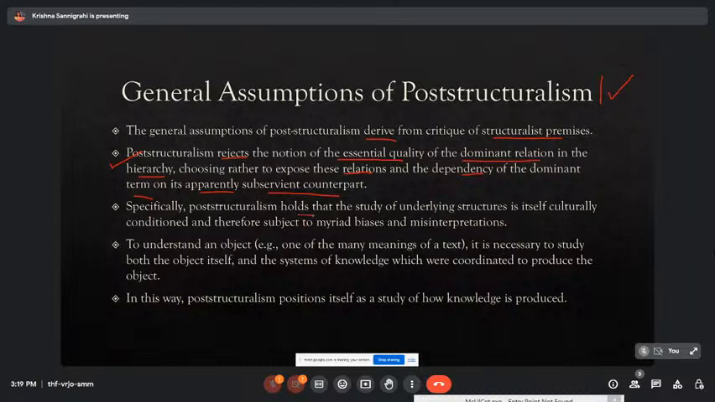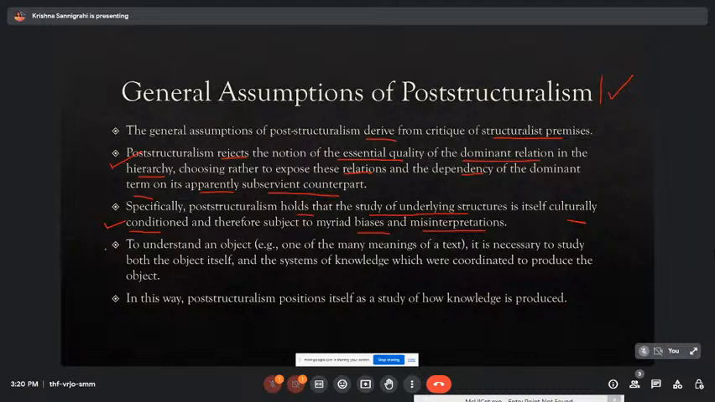They hold that the study of underlying structures is itself culturally conditioned and therefore subject to myriad biases and misinterpretations. So what are they highlighting? They are highlighting the fact that what we think of as normal, what we think of as given, has actually various problems. They are questioning the culturally conditioned. The word conditioned is very important because it refers to how, through various mechanisms, many things in and around us are made normal to us. And this being normal to the things around us is questioned by the post-structuralists.